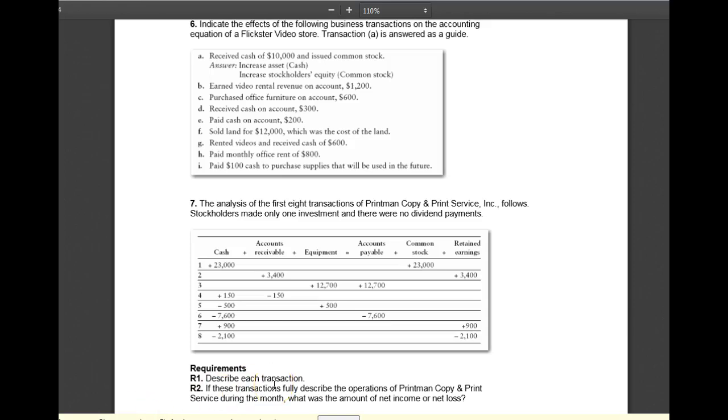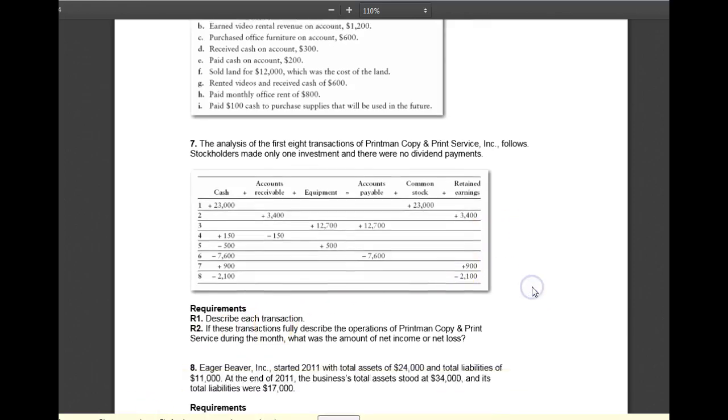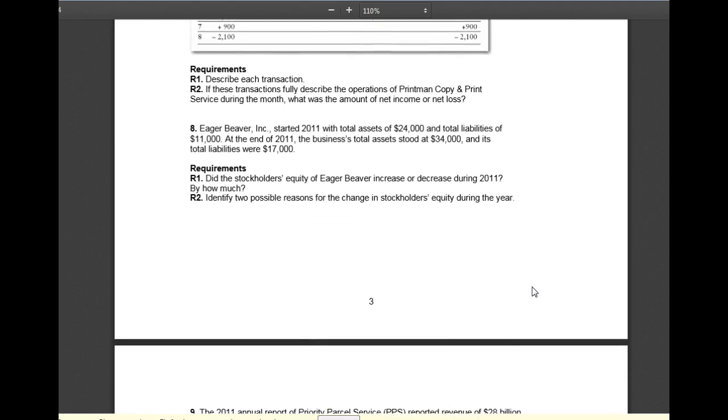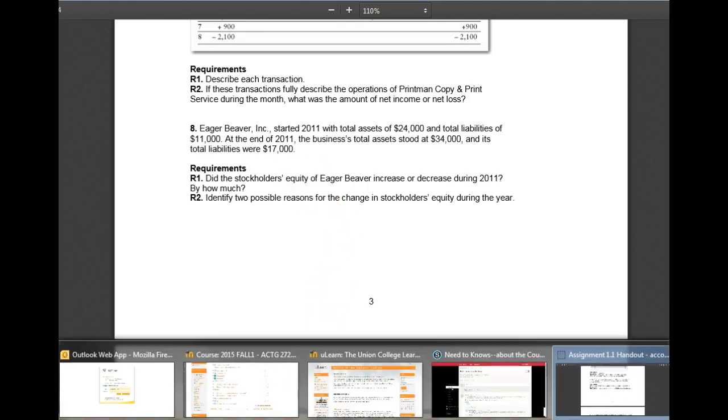Okay, we are now ready for, what are we ready for? We're ready for 8. 8 is just more of the same. They're giving you the total assets and the total liabilities at the beginning, and the total assets and the total liabilities at the end. You have to figure out the difference between the two, beginning and ending.